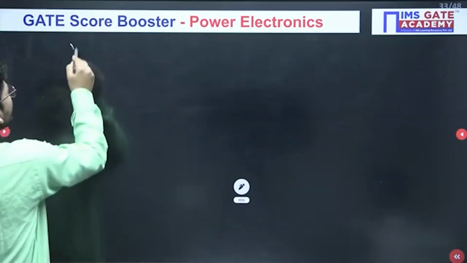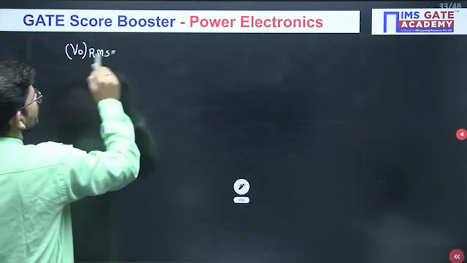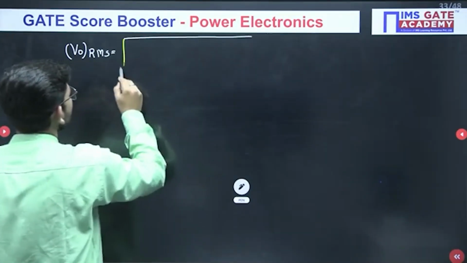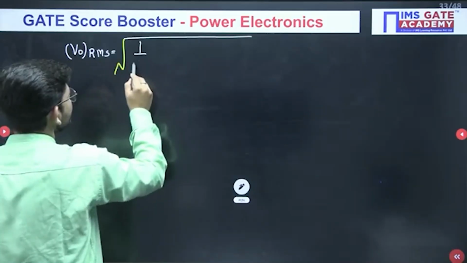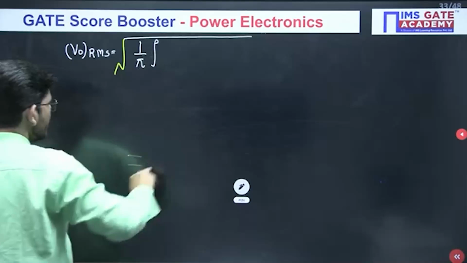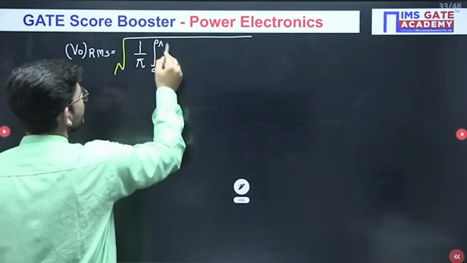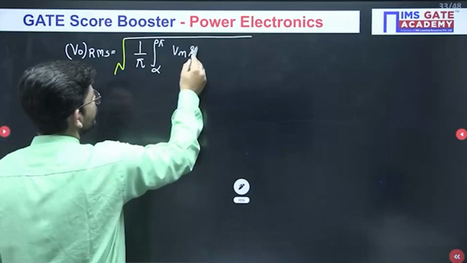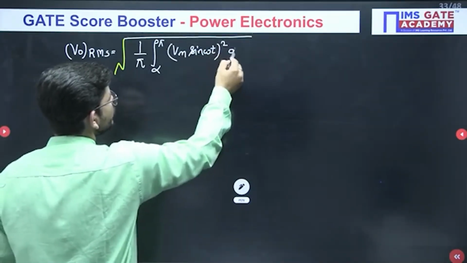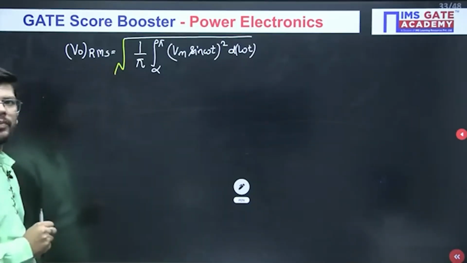So if we calculate the RMS voltage from this waveform, what will we be getting? Under root 1 by time period. Time period is how much? Pi. Okay, and we are getting output voltage for alpha to pi on this duration, and at that time your output voltage is exactly equal to input voltage, so we will integrate the input voltage by squaring it. Okay, so this is what we have to solve.